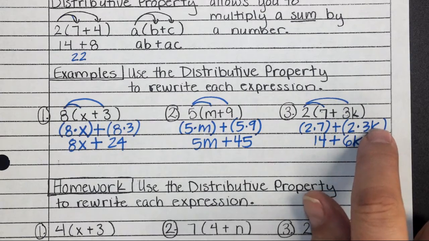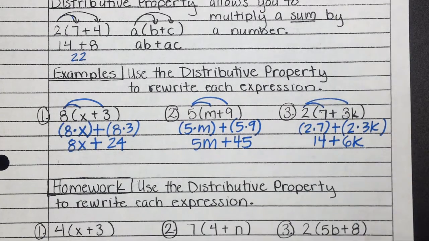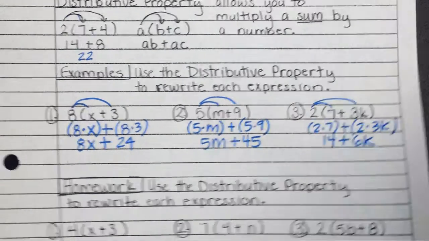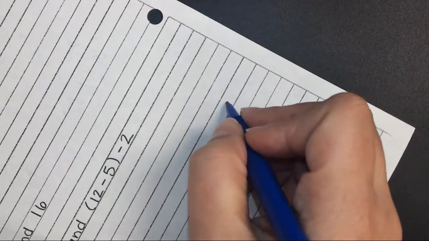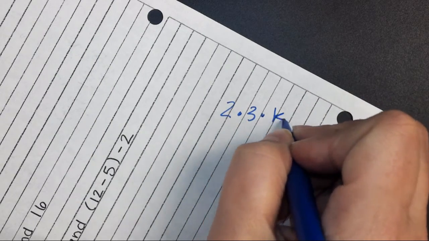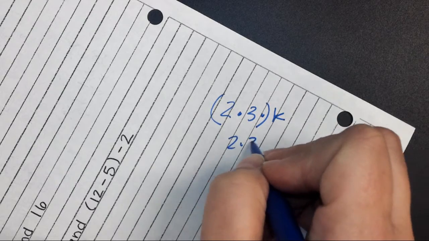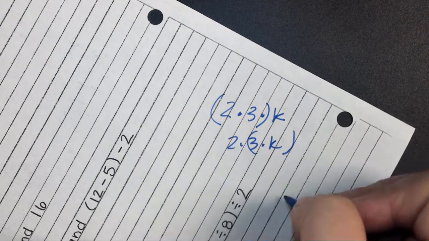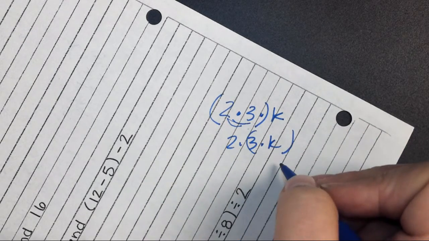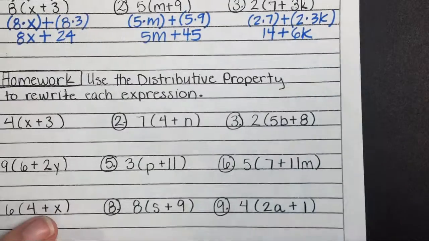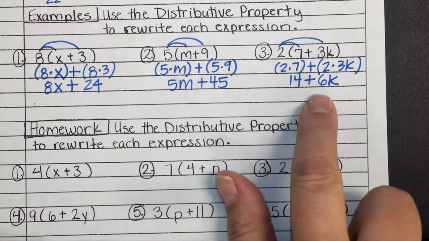No. So I could kind of split that 3k up, and if I want to look at it, I'm going to flip my paper over for a second. You don't have to do this. If I do 2 times 3 times k, I could do these two together first, or I could do these two together first. So it's okay to go ahead and multiply those two. That does not violate your order of operations.